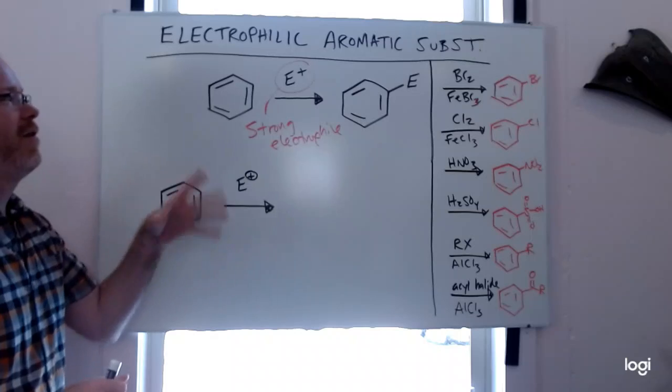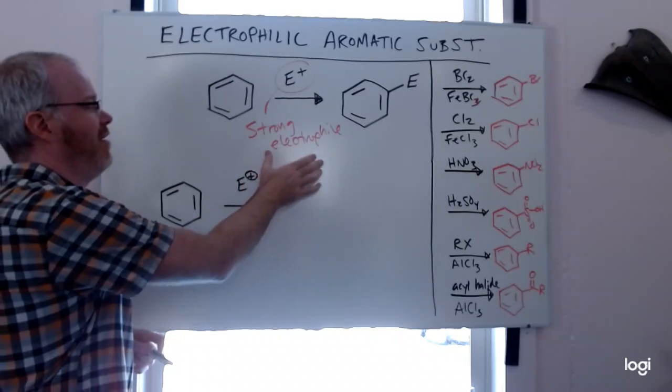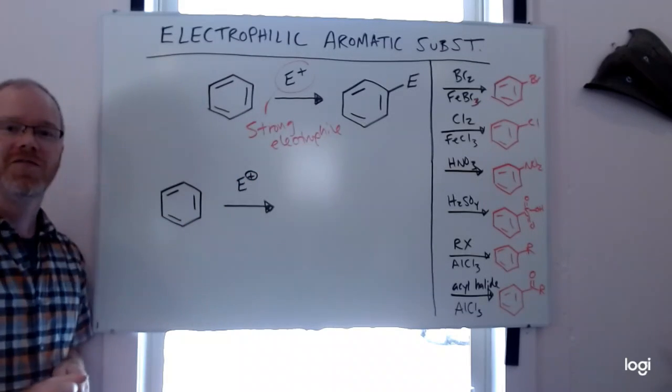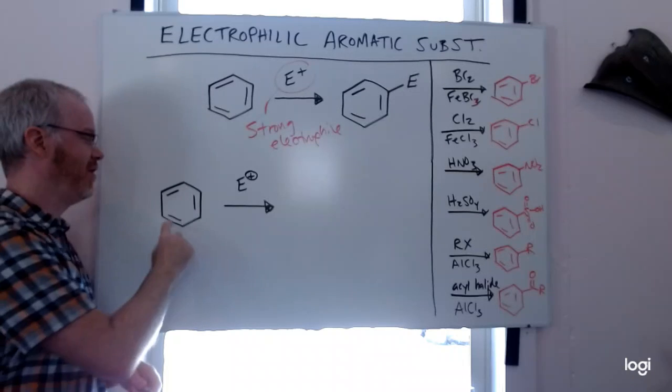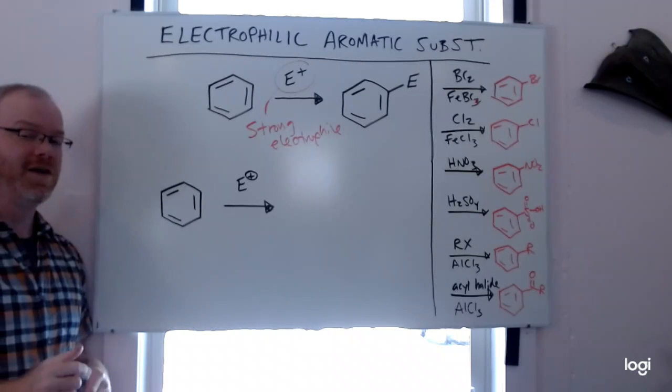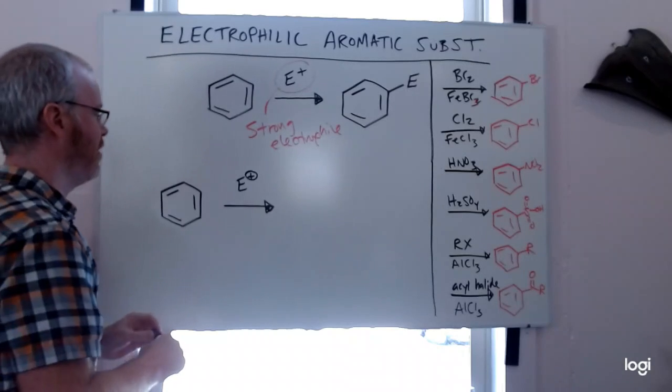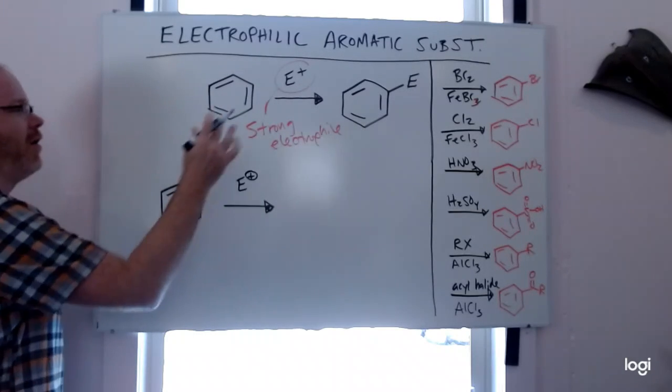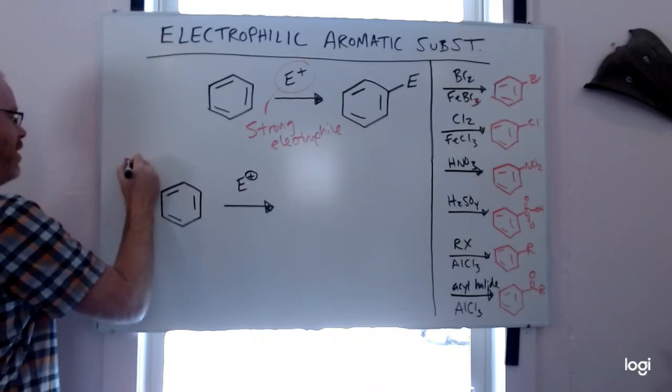There's a lot of variety here, but one of the key details is that it really does need a strong electrophile because of the aromaticity, the resonance stabilization of benzene. It just makes it very hard to react. So we'll do a very general mechanism here so we can look at it, but all of these follow the same basic mechanism.